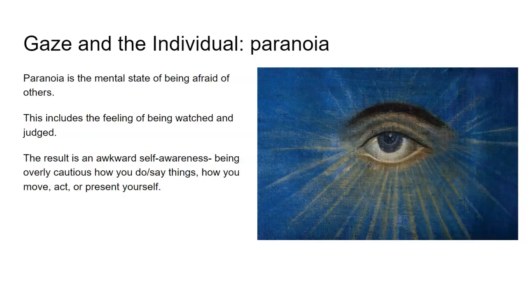Paranoia includes the image of the all-seeing eye, which is a Masonic symbol. It's also on our dollar bills. It's used to represent the Illuminati. It's the idea that society and organizations can watch you, can track your behavior, record your behavior.